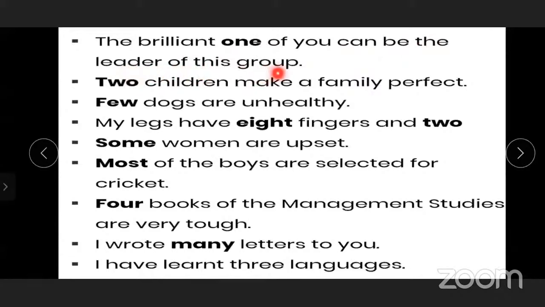The brilliant one of you can be the leader of this group. One is the adjective. Two children make a family perfect for few dogs. Few dogs are unhealthy. Yes. My hand has eight fingers and two. Yes, very good. Some women are upset. Most of the balls are selected for cricket. Yes.